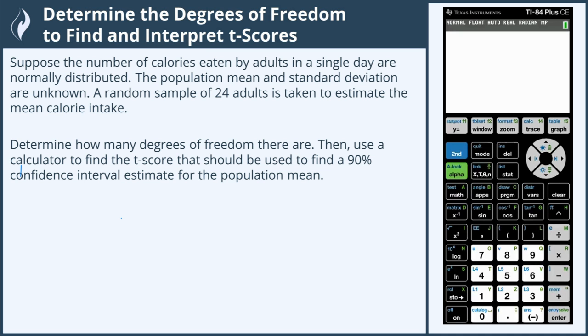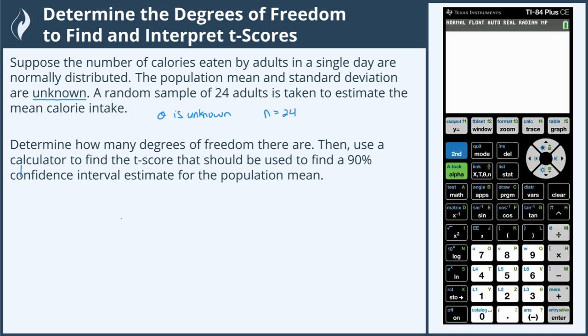So like in this case, suppose the number of calories eaten by adults in a single day are normally distributed. The population mean and standard deviation are unknown. Now, they don't necessarily have to tell you that directly, but they do here, which is nice. So our sigma, which is our population standard deviation, is unknown. And that is going to indicate that I'm going to end up using t-scores, okay? A random sample of 24 adults, so my sample size is 24, is taken to estimate the mean calorie intake.